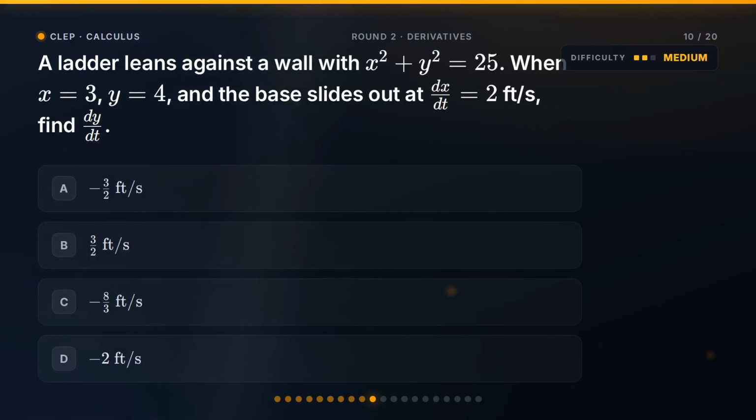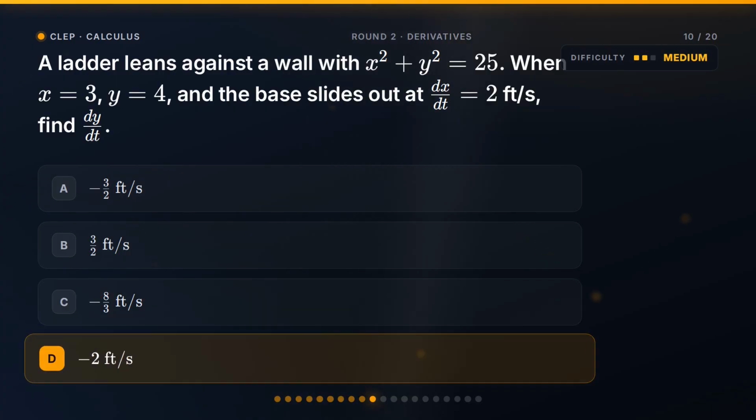Question 10. A ladder leans against a wall so that x squared plus y squared equals 25. When x is 3 and y is 4, the base slides away from the wall at a rate of 2 feet per second. Find the rate of change of y. A, negative 3/2 feet per second. B, 3/2 feet per second. C, negative 8/3 feet per second. D, negative 2 feet per second.